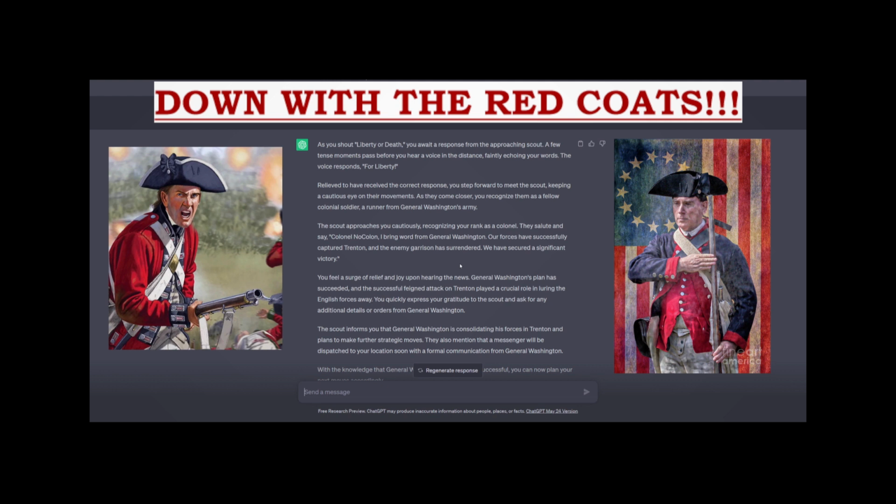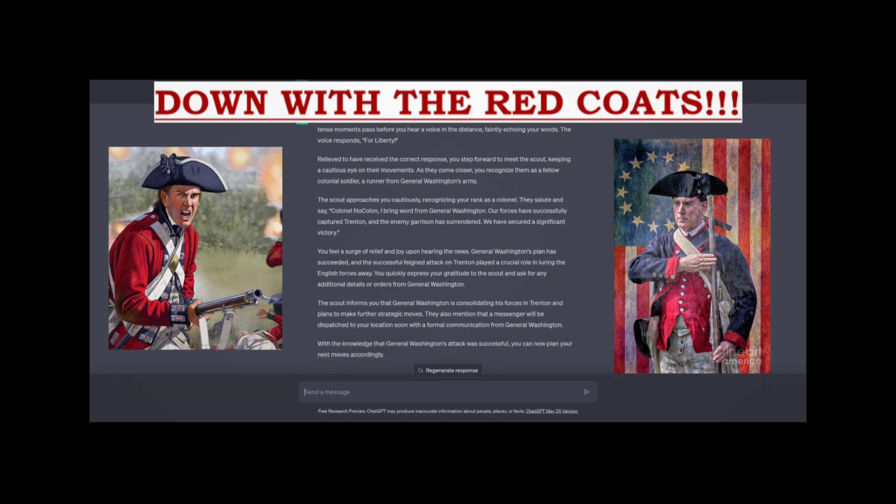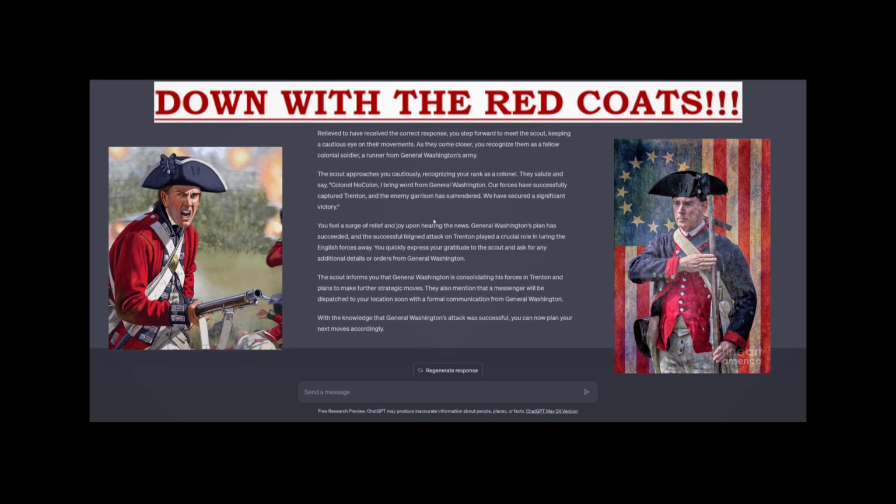General Washington's plan has succeeded, and the successful feigned attack on Trenton played a crucial role in luring the English forces away. You quickly express your gratitude to the scout and ask for any additional details or orders from General Washington. Consolidating forces in Trenton and plans to make further strategic moves. They also mention that a messenger will be dispatched to your location soon with a formal communication from Washington.